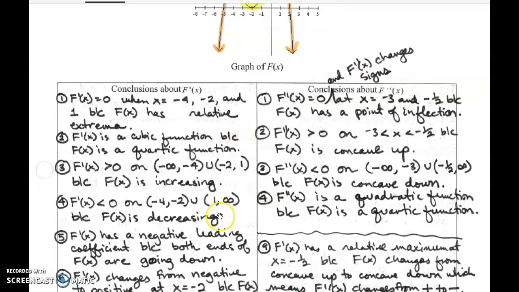What else do we know? Probably it's safe to assume that because the function has an end behavior where they're both going down, the function must have a negative leading coefficient. So then the derivative must also have a negative leading coefficient. Think about the derivative of a leading coefficient being negative. It's still going to be negative as you look at a polynomial like that.